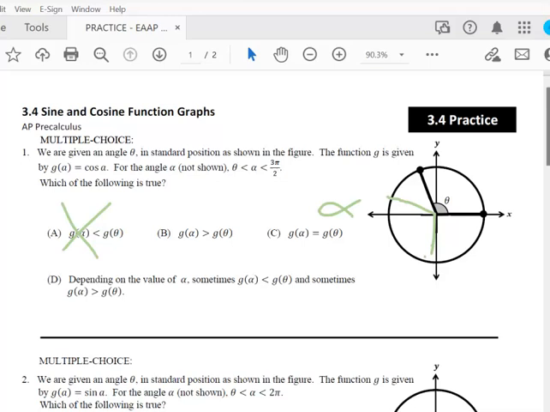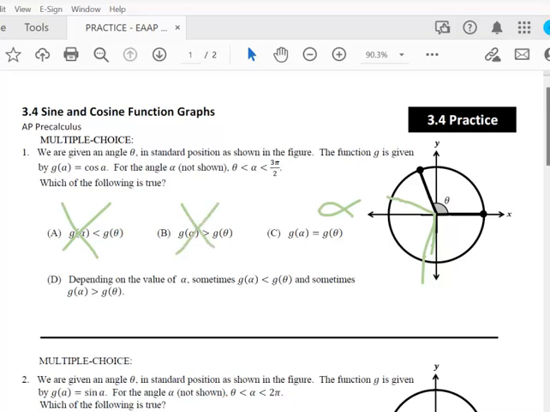Look at letter B. It says the x-coordinate for the alpha angle is bigger than the x-coordinate for the theta angle. Well, we just showed that earlier. If the angle was very, very steep here, then yeah, we could make that true. However, if it's over here to the side where I drew it before, it's not true. So this is not true.